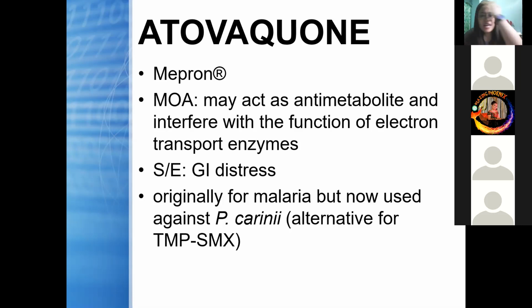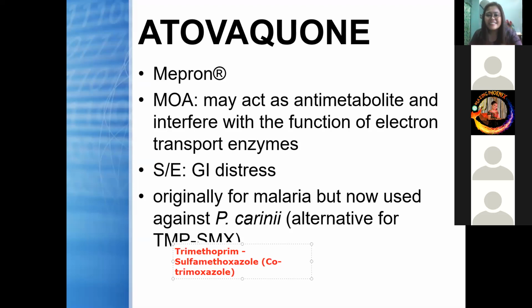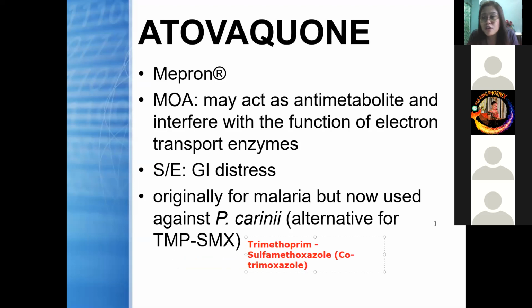But now it is used for Pneumocystis carinii as an alternative for trimethoprim-sulfamethoxazole. TMP is trimethoprim, and SMX means sulfamethoxazole. Altogether, we call this co-trimoxazole. So do not forget, when you see TMP-SMX, that means it is a combination of trimethoprim and sulfamethoxazole. In the market we call the drug co-trimoxazole, which is our first-line drug for UTI. Co-trimoxazole is used for Pneumocystis carinii, so atovaquone is just an alternative. Okay?